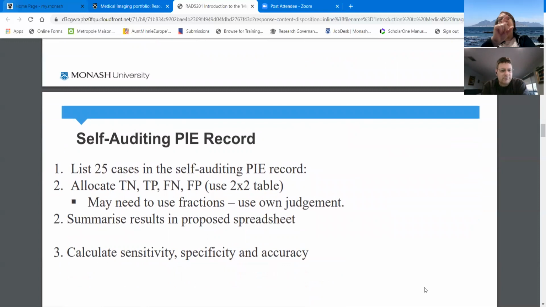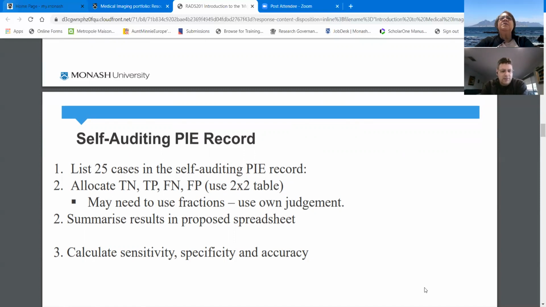Once you've done the case reports, you then do a self-auditing record. This is where you use what we call a 2x2 table. Now, I don't know as a paramedic whether you've used the 2x2 table to work out true negative, true positive, false negative, and false positive. Have you used any of that before? I think I have once or twice, but it's not something I've used recently. Okay.